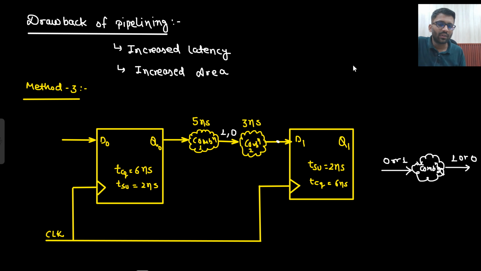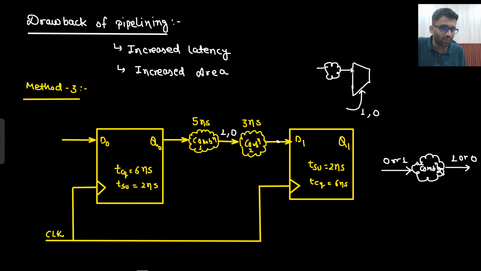Think about it. What can you do? I will introduce a mux in between. The output of this, I will feed as a select line. It could be 1 or 0, because this is a combinational circuit, but it could give me output 1 or 0.